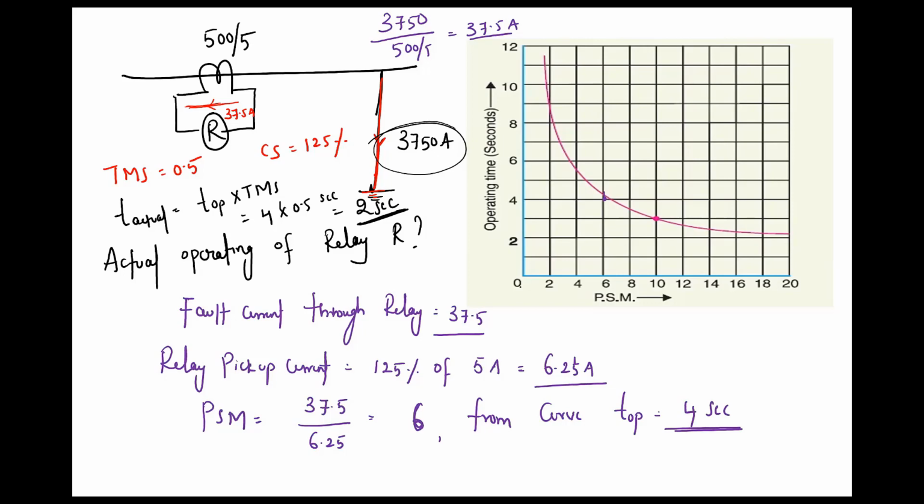Sir, if no TMS is given? Take TMS value as 1. Understand? That is the point. If you can understand this problem, you can solve any question on overcurrent relays.